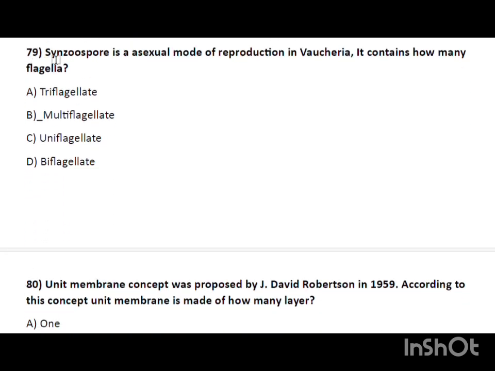Then question number 79. Synzoospore is an asexual mode of reproduction in Vaucheria. It contains how many flagella? Option A, triflagellate, option B, multiflagellate, option C, uniflagellate, option D, biflagellate. The correct answer is option B, multiflagellate.